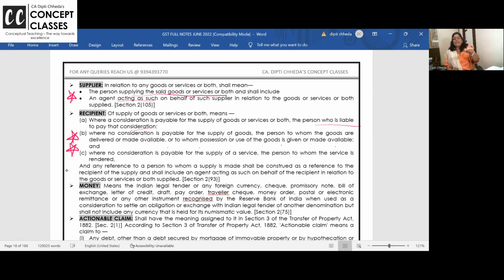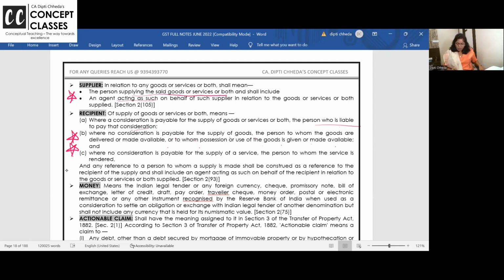But you're not paying me any consideration. We are the same manufacturing unit and the selling counter, but I have transferred the goods to my branch. No consideration is payable, but the person to whom the goods are made available is called the recipient. Recipient is the person who either pays me money, and if you just receive the goods or services and you don't know, but you have received, then also you are a recipient.